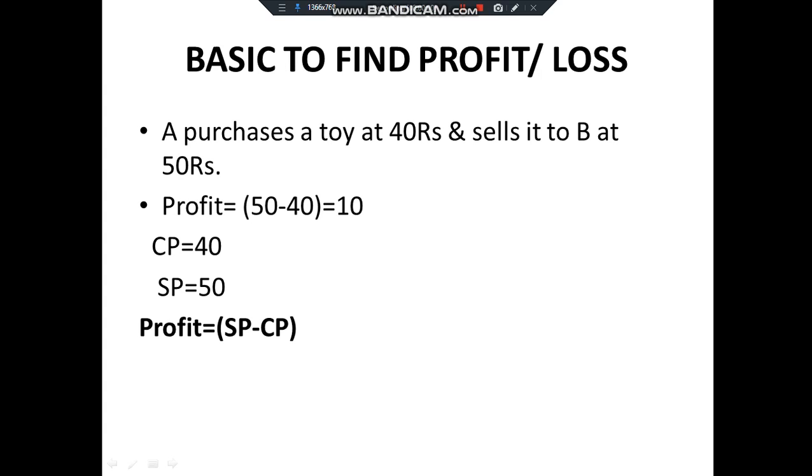We'll start with the basics, okay. See, A purchases a toy at rupees 40 and sells it to B at rupees 50. So what will happen here? Just imagine you're getting a thing for rupees 40 and selling it for 50, which means you get a profit of rupees how much? 10 rupees. That is it, right? So when you write it in formula, it will be like profit is equal to selling price minus cost price. You know it, I am just telling you.